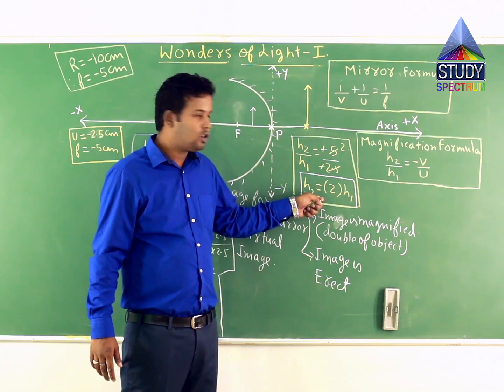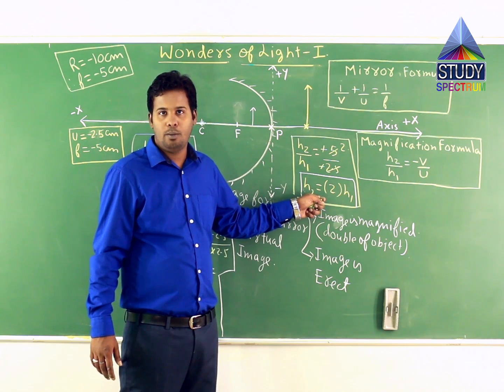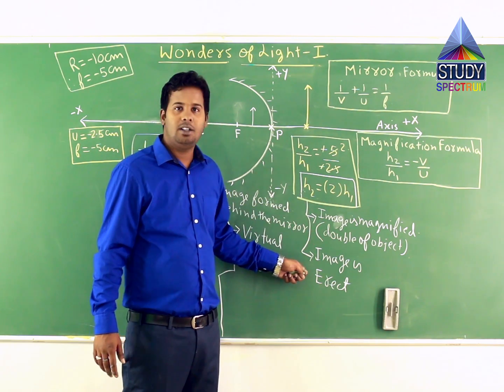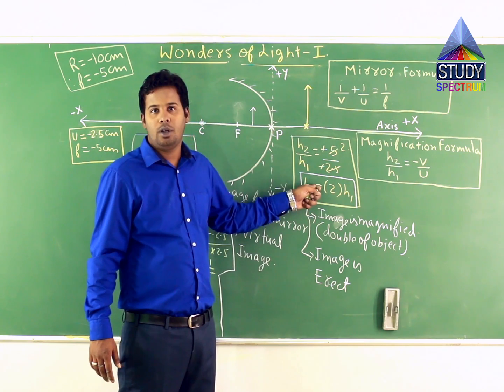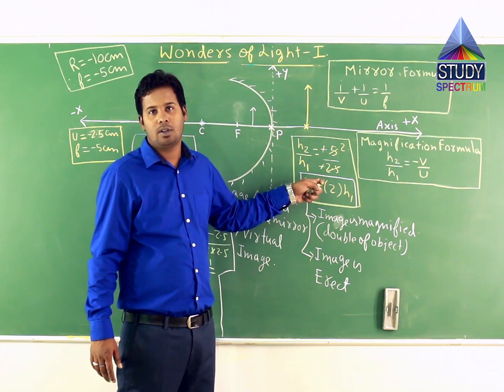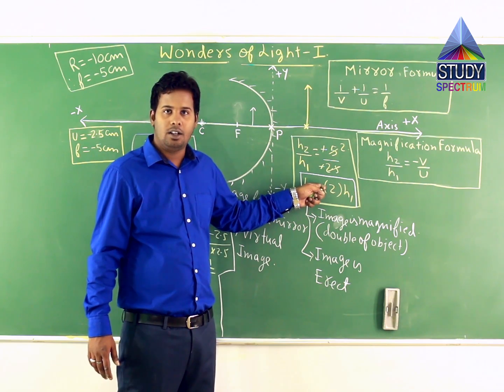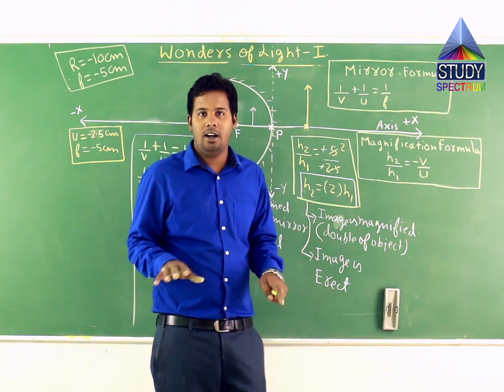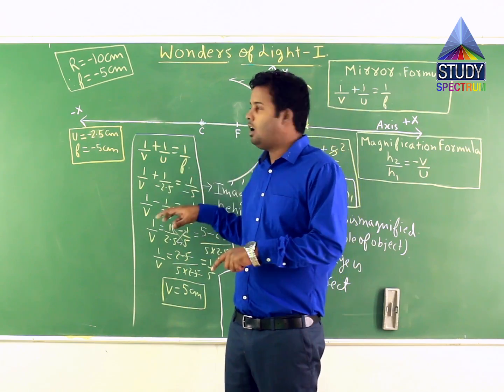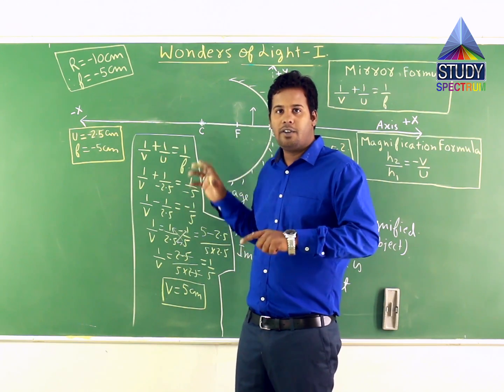If the value of h2, that is the height of the image, comes out to be positive, then the image is erect. If it comes out to be a negative value, then the image is inverted. Correct? I hope you understand this data, or whatever cases we have considered.